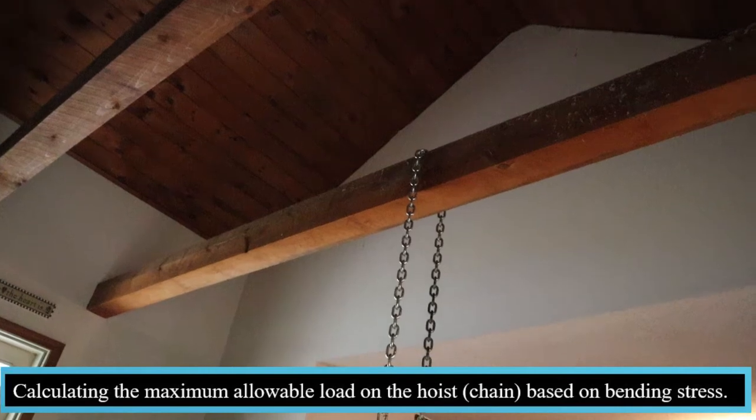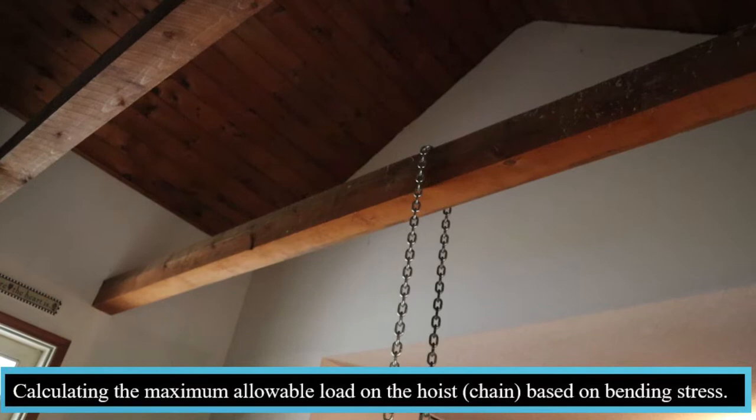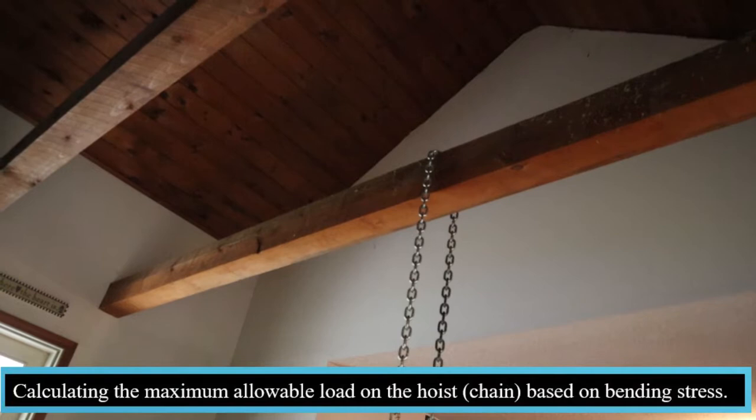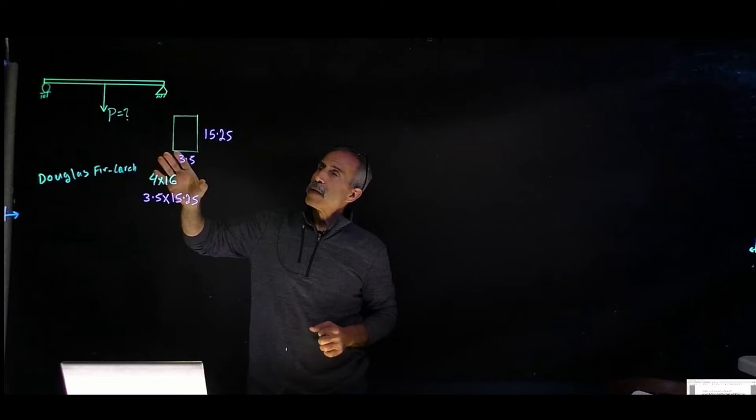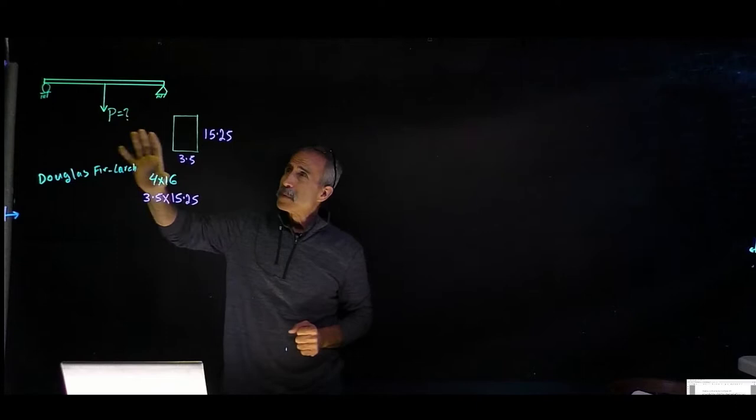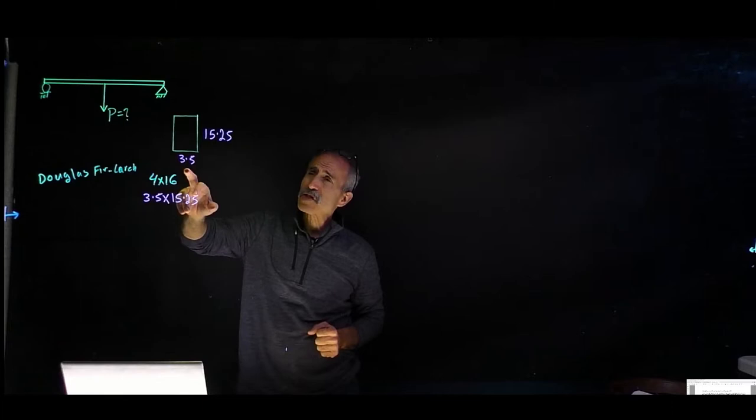Sometimes you want to know the capacity of a beam that you want to hang some weight from, like this one or something you have in your barn. Now we're going to come back and calculate the capacity of the beam, to see how much weight it can support. The beam cross-section size was 4 by 16, but in reality, if you measure it, it's 3.5 inch by 15.25, but they call it 4 by 16.